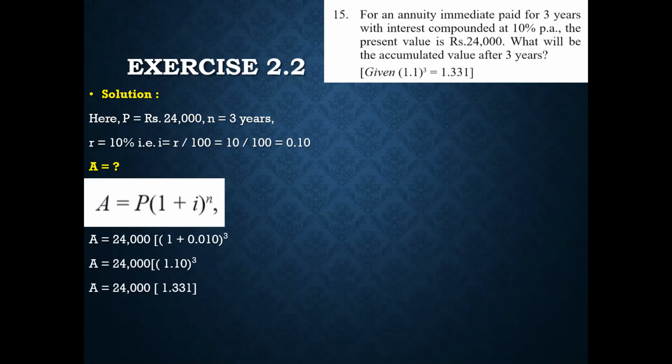The value of 1.1 cubed is given, 1.331, and we removed the decimal just now also in the previous sum, if you remember. So 24,000 into 1.331, I've removed the decimal. So you get 24 into 1331, the answer comes to 31,944.